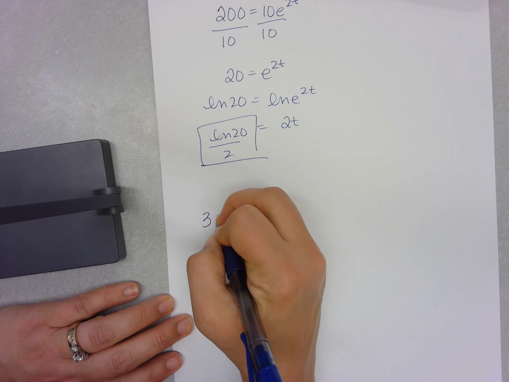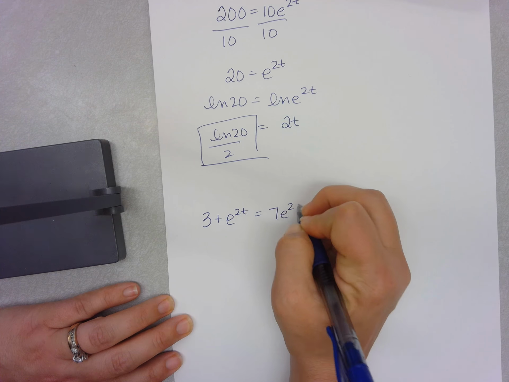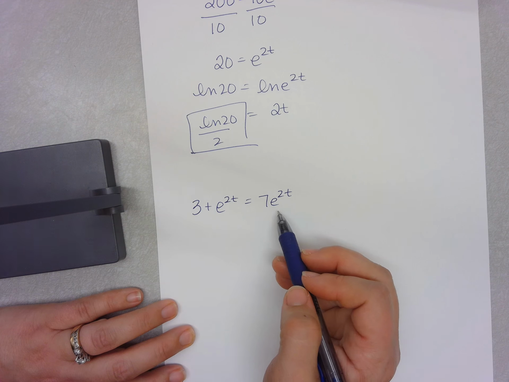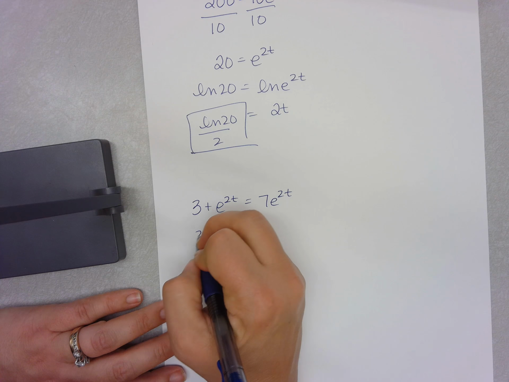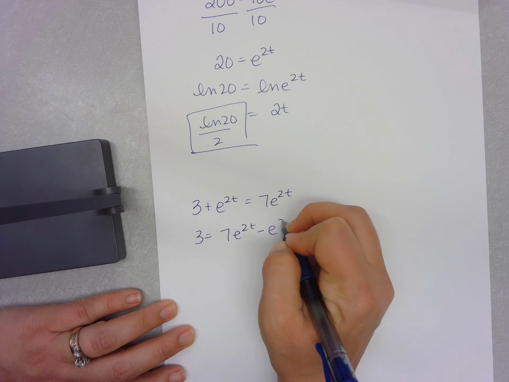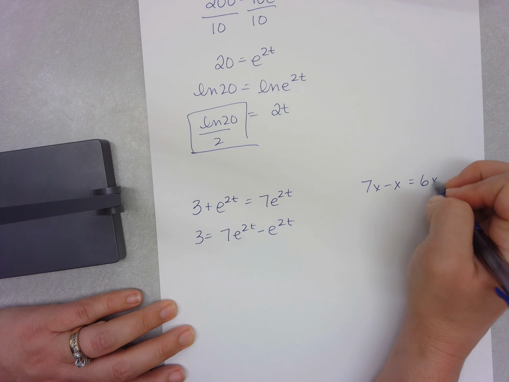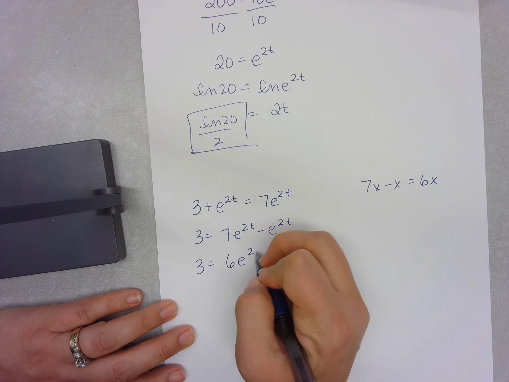I have 3 plus e to the 2t equals 7e to the 2t. So these e to the 2t's, they're actually like terms. So I want to get them both on the same side. So I have 3 equals 7e to the 2t minus e to the 2t. Now if I had 7x minus x, this would be 6x. So that's exactly what this is, 6e to the 2t.